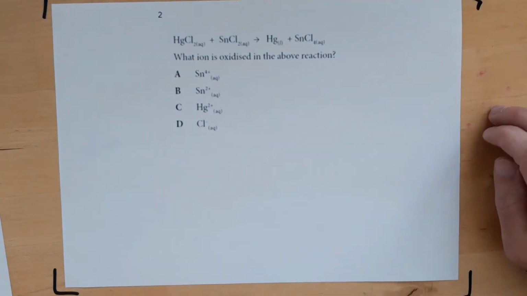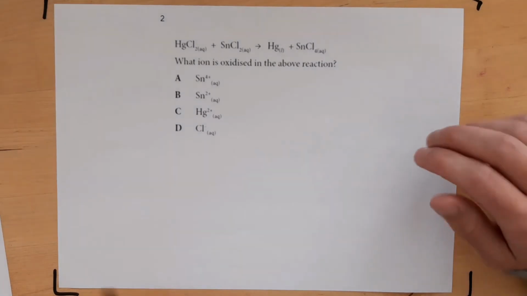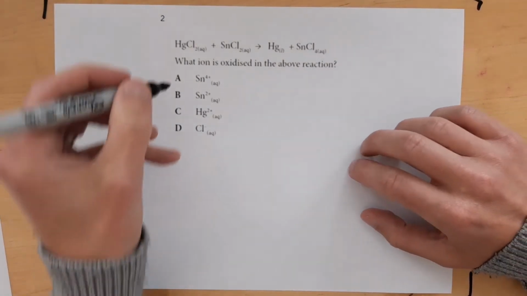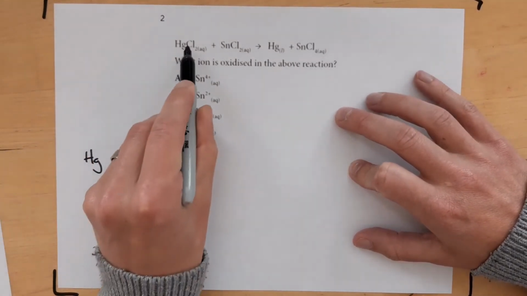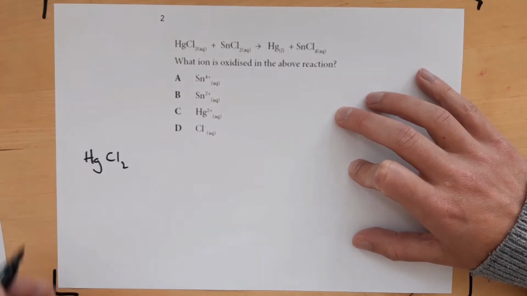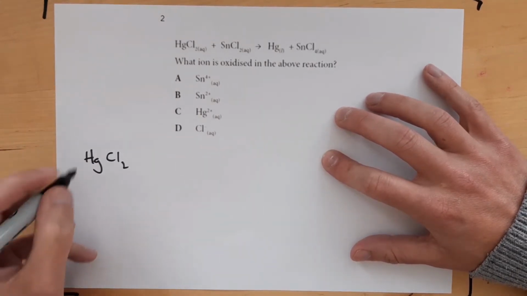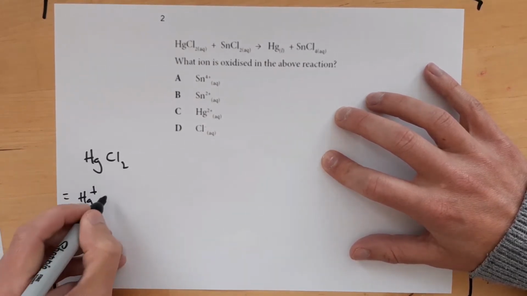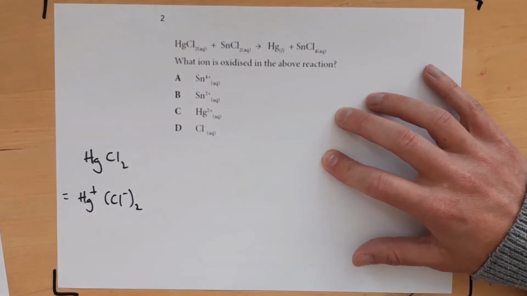Okay, so next question. Hopefully you can see this. You might have to zoom in a little bit on yours. So which ion is oxidized in the above reaction? So what do we have? Well, we've got the Hg, and that is bonded to 2 lots of the chloride. So it's an ionic chemical. So therefore our ions present here are the Hg plus and 2 lots of the Cl minus.